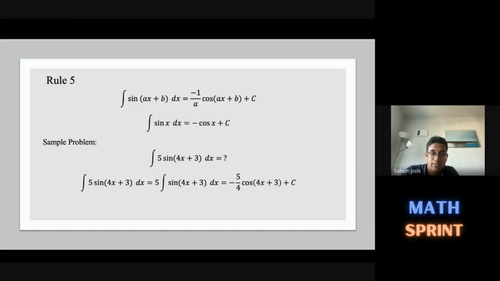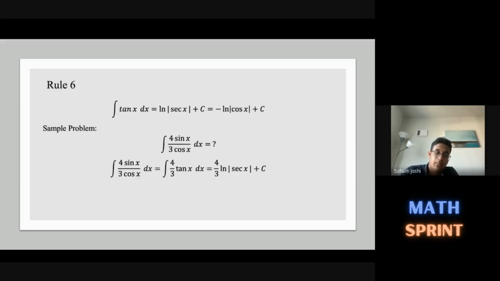Again, the 5 is a constant, so we can put it outside the integral. Then we integrate sin(4x + 3) with respect to x. Now using the formula, we get minus 1/4 cos(4x + 3). We multiply this by the constant 5, which we took out originally, to get a final answer of minus 5/4 cos(4x + 3) + c.